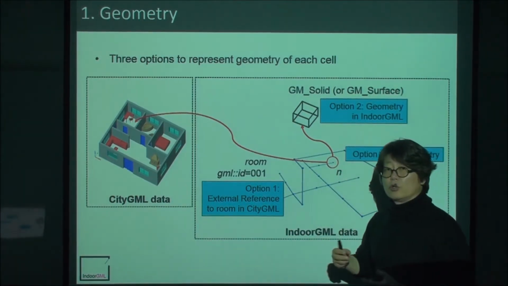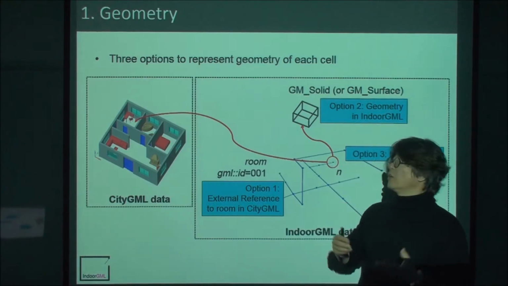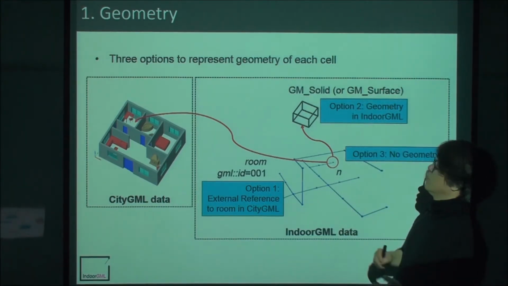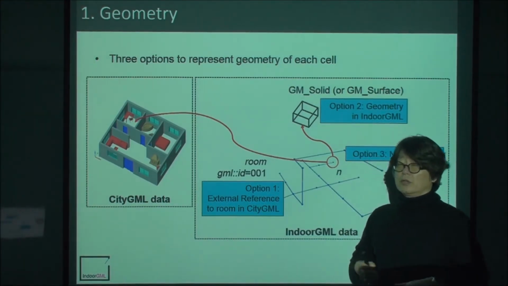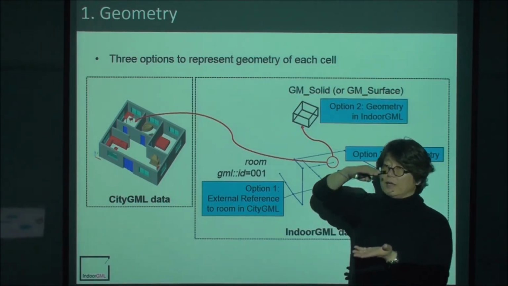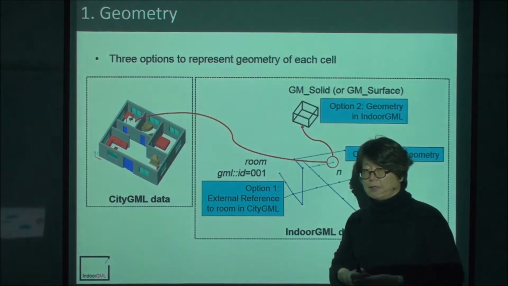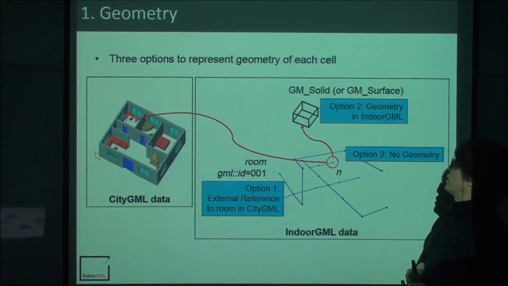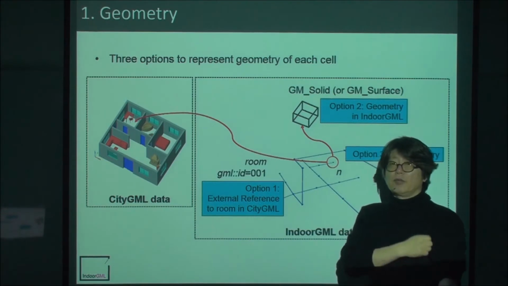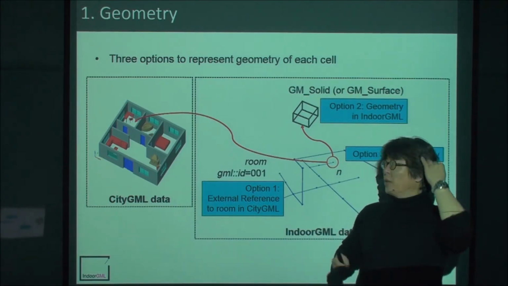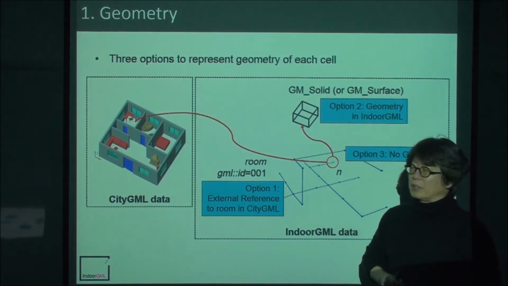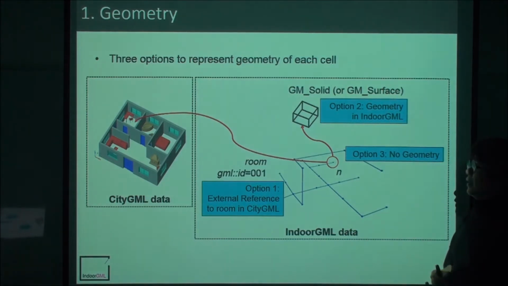The second option is we include all the geometry, either three-dimensional geometry as a solid or a two-dimensional object as a surface. If we consider indoor space as multi-level two-dimensional data, then it can be a two-dimensional object. Or if we define indoor space with three-dimensional space, the geometry of each cell should be defined as a three-dimensional object like a solid. This is the second option.